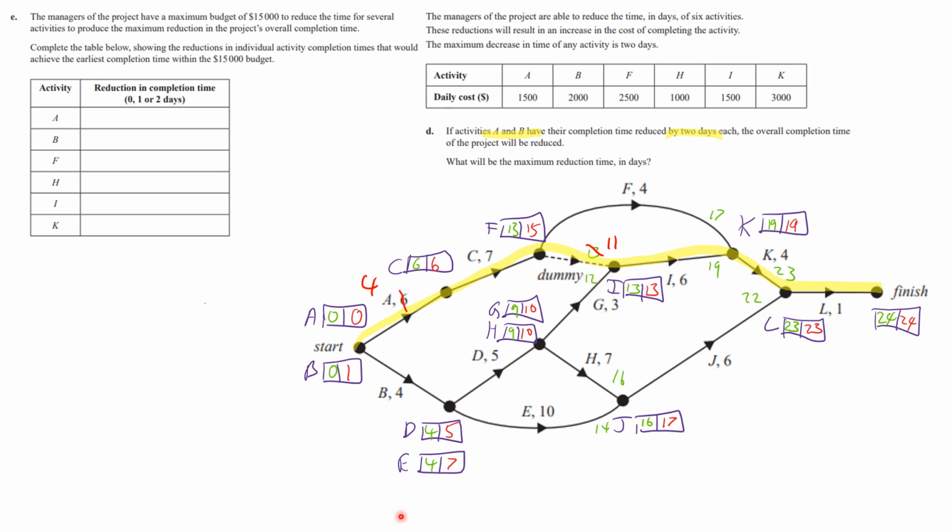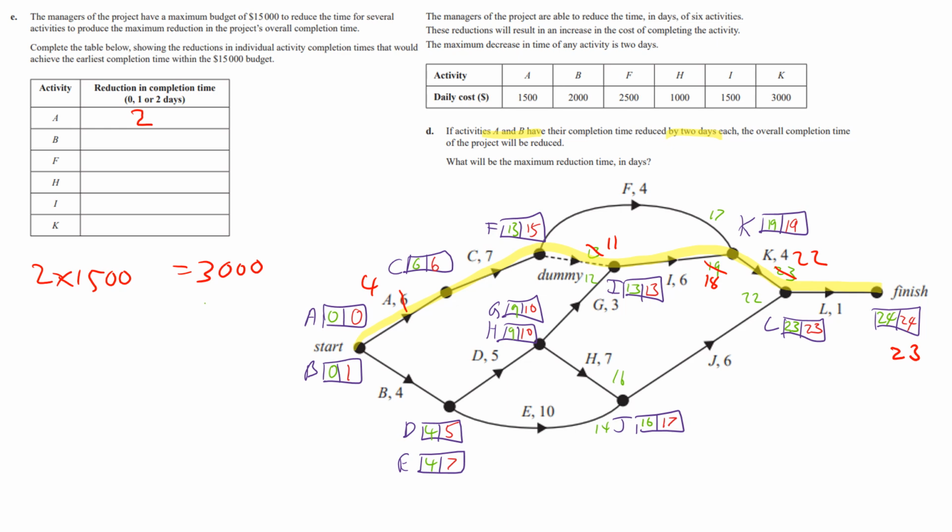So it's 12 plus 6. It's going to change that to 18. Then 18 plus 4 is going to change that to 22. And then these two are going to match up. So you can see that 12 plus 6 is 18. 18 plus 4 is 22. So now the project takes 23. I've just done A by 2. That's 2 times 1500, which equals 3,000. That's how much I've spent so far.